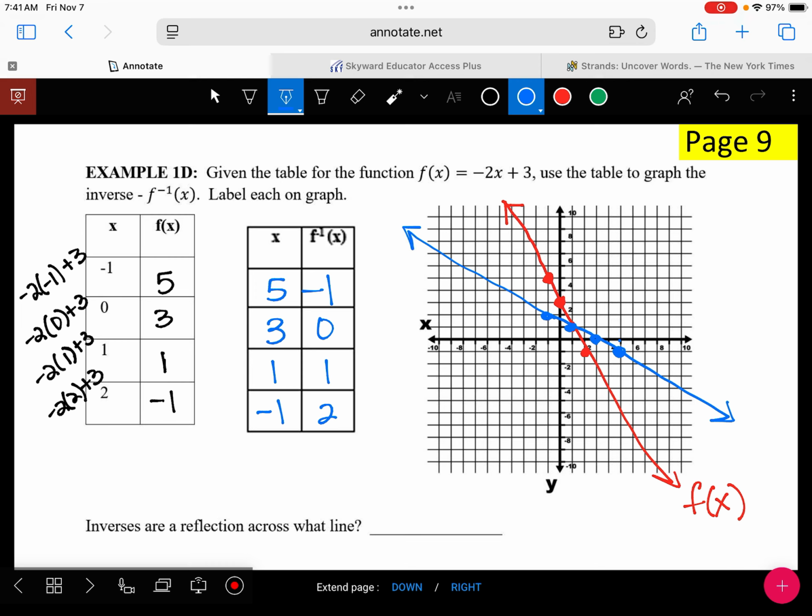And then you're going to label that with the inverse symbol. And remember, it reflects across the line y equals x. So, if you have a table, you flip the table. That's how you find the inverse.